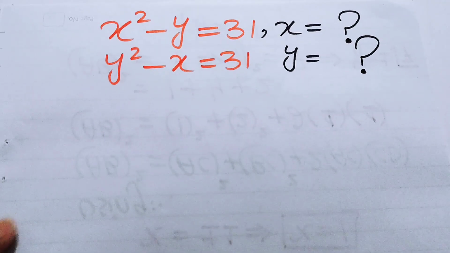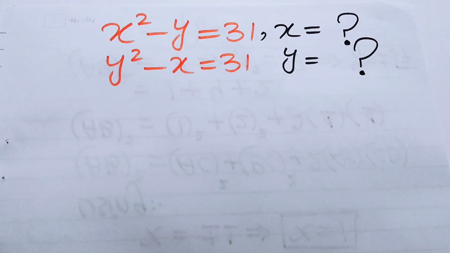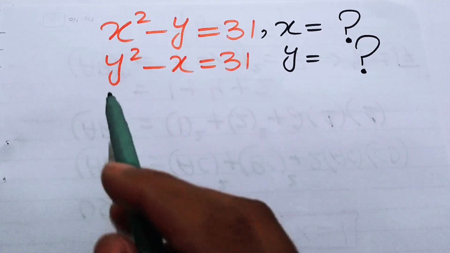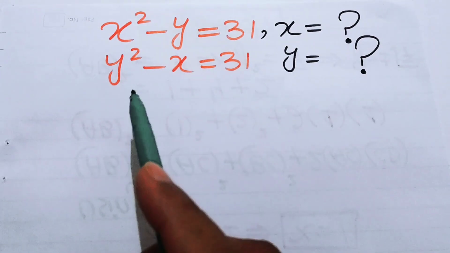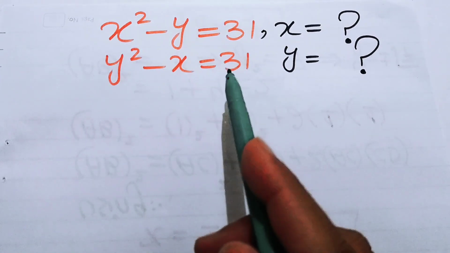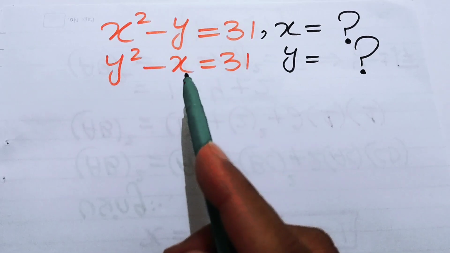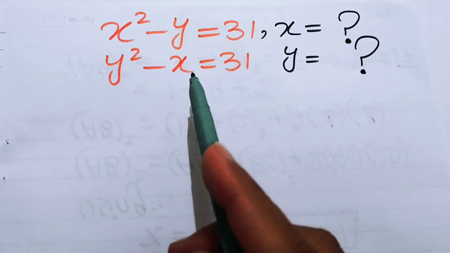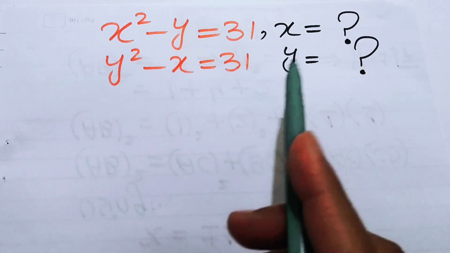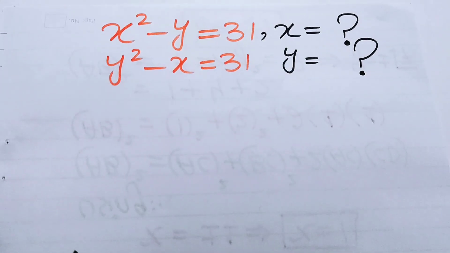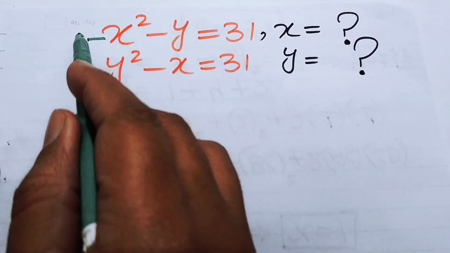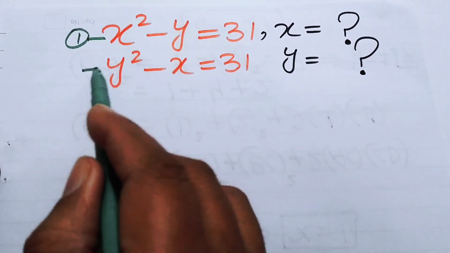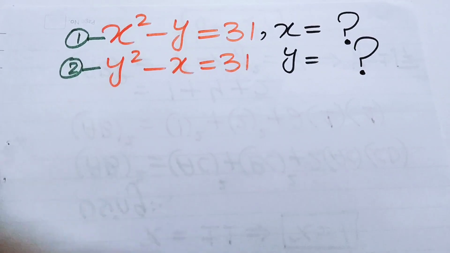In this video we are going to solve this nice math Olympiad algebraic challenge, and here we have x square minus y equals 31 and y square minus x equals 31. So here we have two simultaneous equations and we solve these two equations and find the values of x and y. So the very first thing we are going to do is name this as equation number 1 and this as equation number 2.